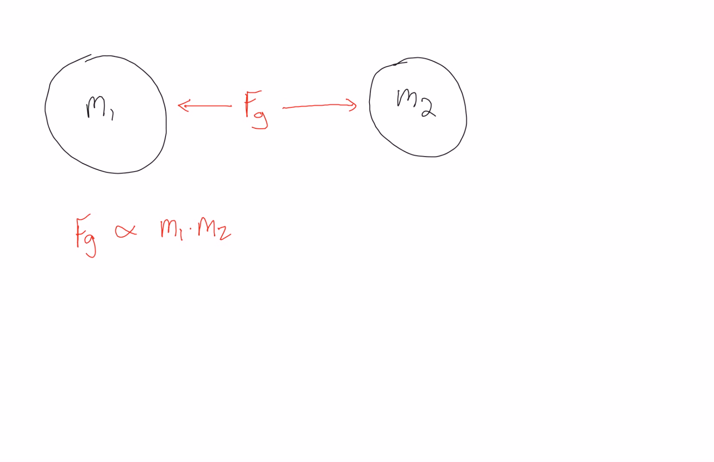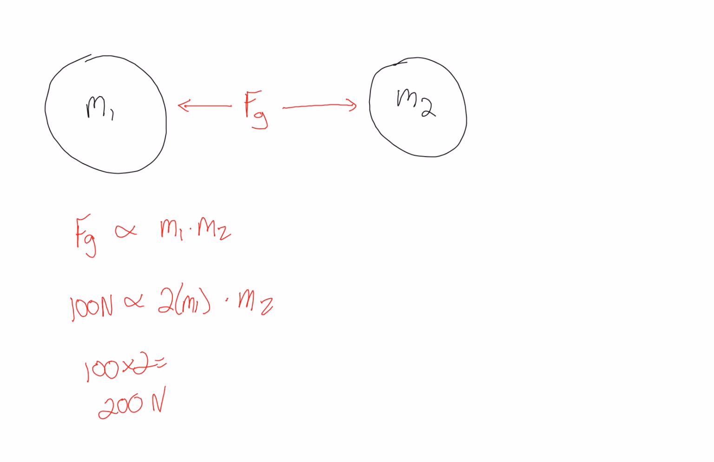So let's suppose, for whatever particular question, we have a force of gravity of 100 newtons, and the question is asking what's going to happen if we double mass 1? Because they're proportional, we just go 100 times 2, so our new force of gravity would be 200 newtons.